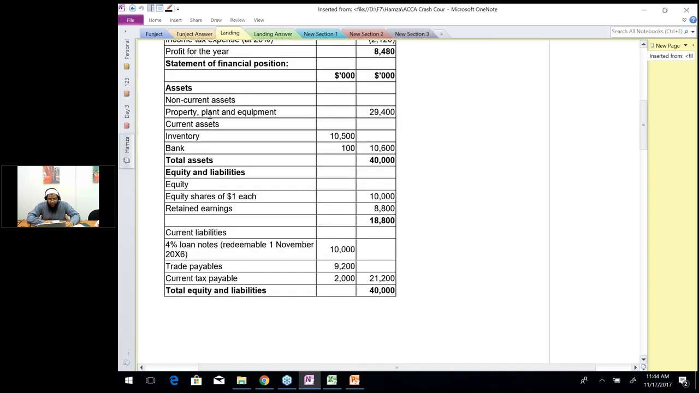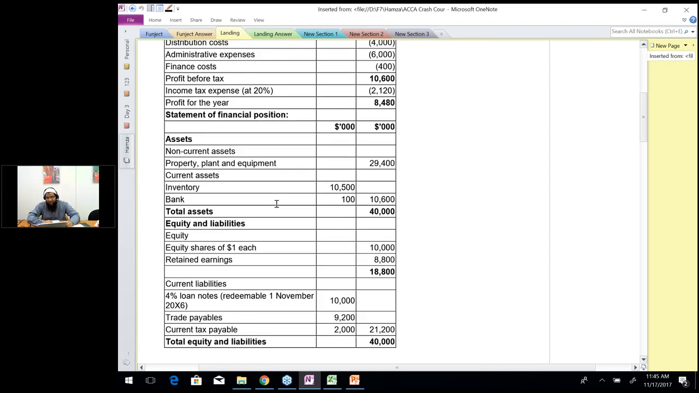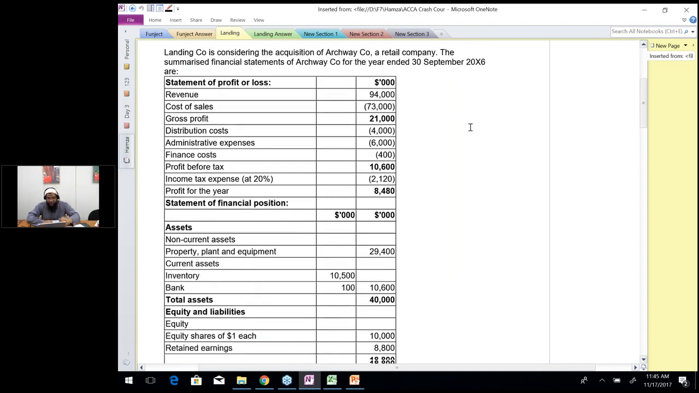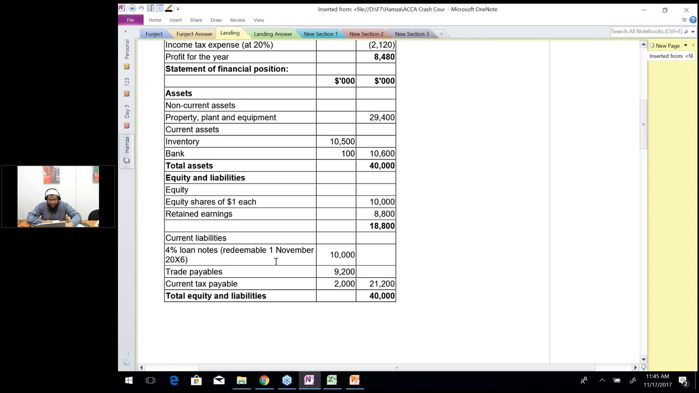And then we are provided with the balance sheet where the non-current assets, property, plant, equipment are at 29,400, inventory 10,500, bank 100. If we see, there are no receivables in this case. Equity 10,000, retained earnings 8,800, and the loan notes are 10,800. And if we see, these are being given in the current liabilities section. Because the loan notes are redeemable on 1st November 2006, and our year end is September 2006, only 1 month after the year end, the month of October, and on 1st November we have to pay. So that's why this is being classified in current liabilities. Trade payables are 9,200 and current tax payable is 2,000. So this is the balance sheet.